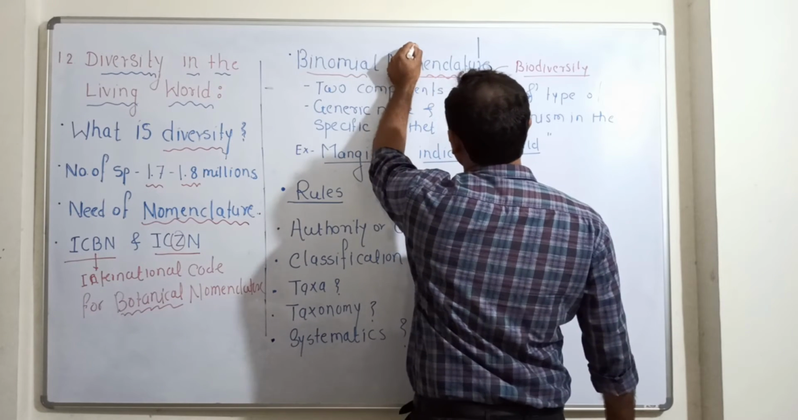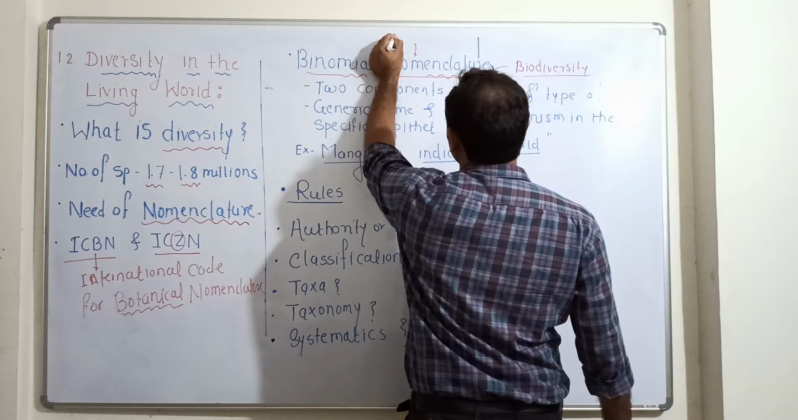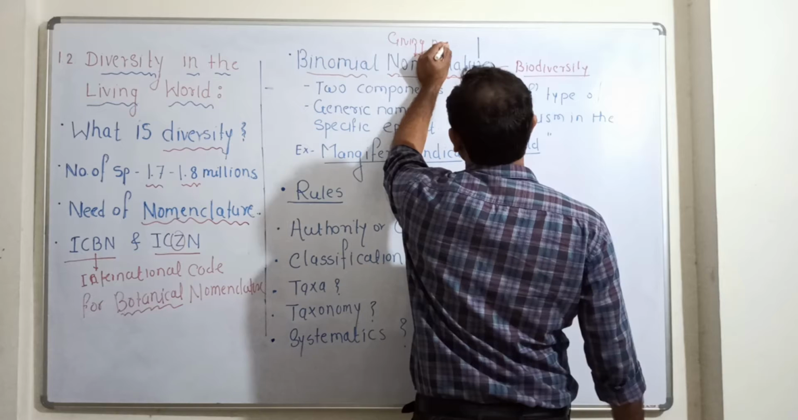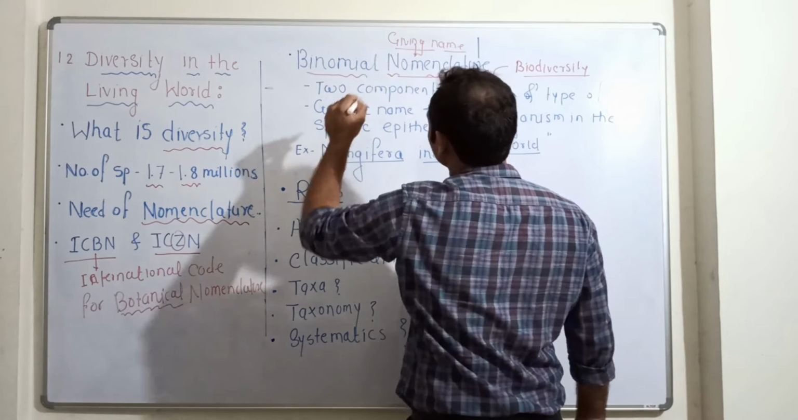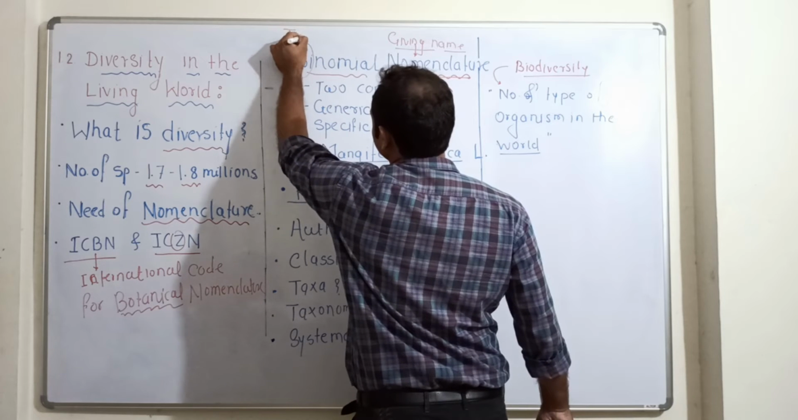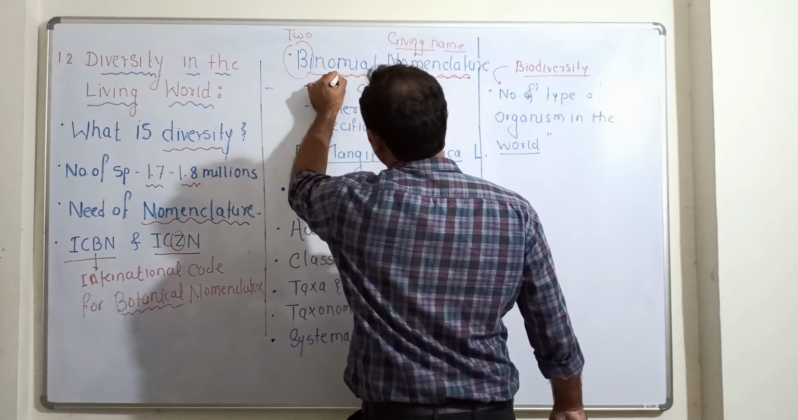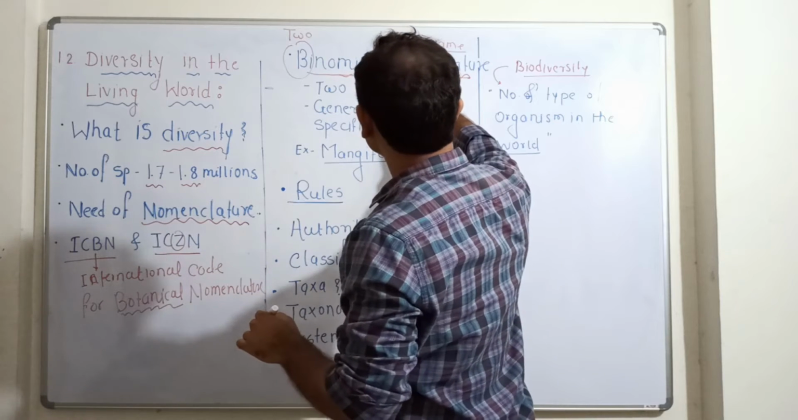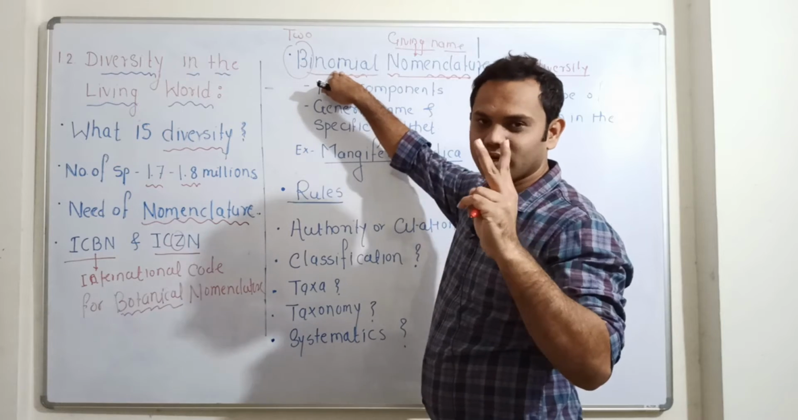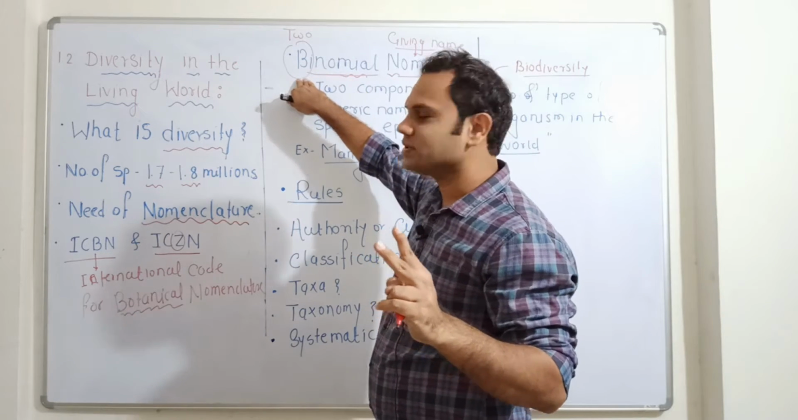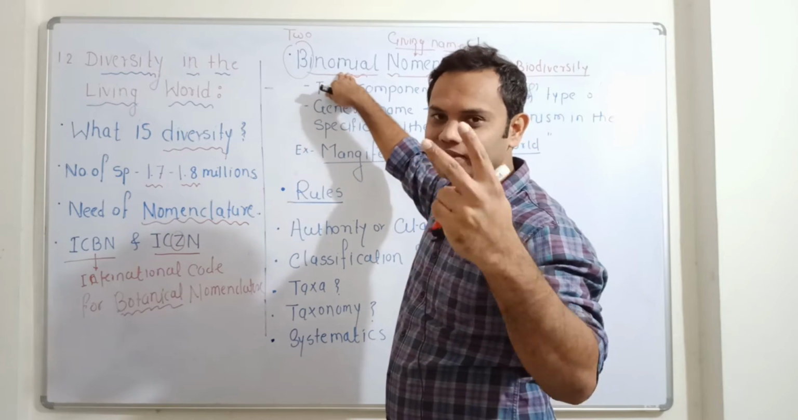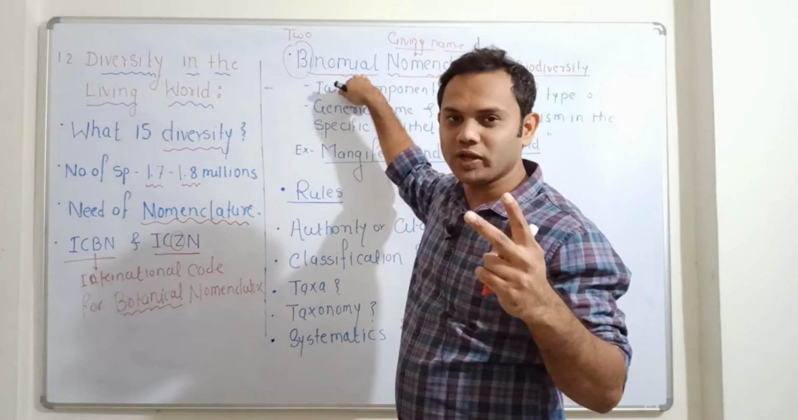I told you, nomenclature means what? The process of giving a name is called nomenclature. Now, bi means what? Bi means two. Nomial means name. So a system of giving names which consists of two names. There are two names, therefore it is called binomial. Bi means two, nomial means name. It consists of two names.